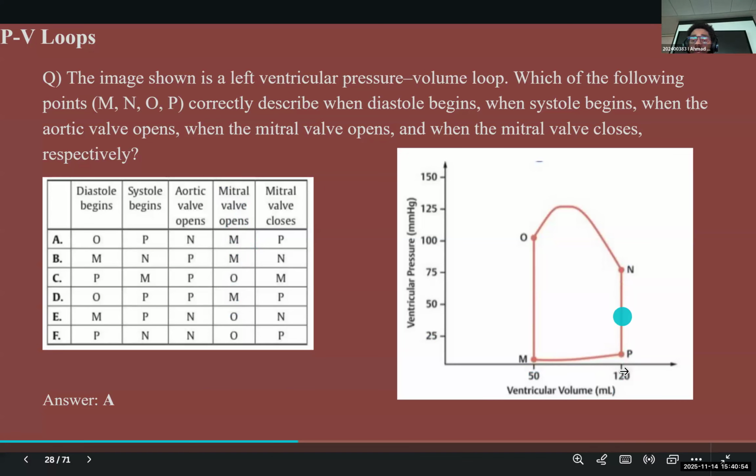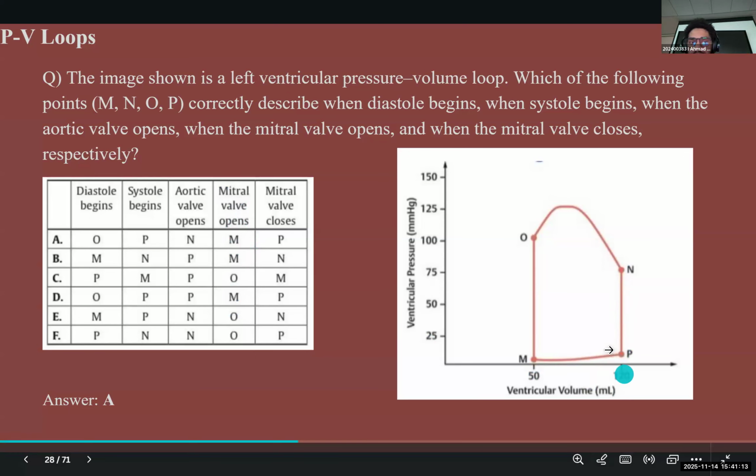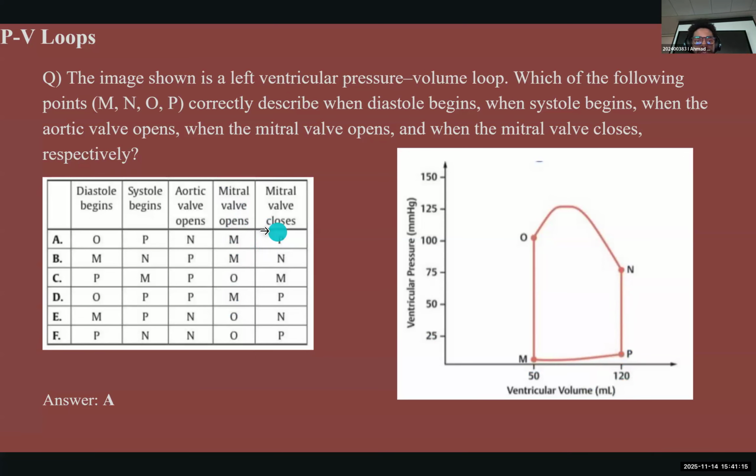between point P and N, there's an increase in pressure, but the volume remains the same. So what does this mean? The ventricle is contracting while there is no blood movement. If there's no blood movement, this means that the aortic valve up there is closed, and the mitral valve is also closed, which means that at point P, it's when the mitral valve closes. But looking at the options that we have again, we're only left with option A that corresponds to this. We have option A and option D as well.